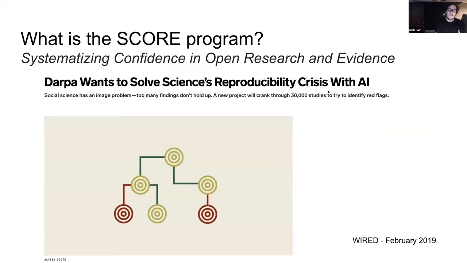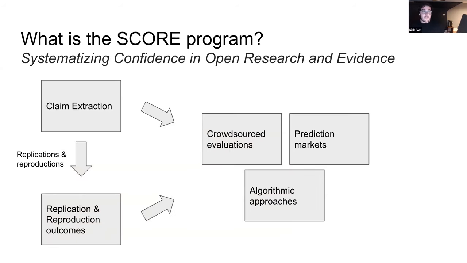Trying to go forward, let's see. Okay, so the talk's called One View from the SCORE Program. So what is the SCORE Program? It stands for Systematizing Confidence and Open Research and Evidence. It's a DARPA-funded program, and it is very big, and part of its goal is to look at how to gauge the credibility of published literature. Like I said, it's very big.